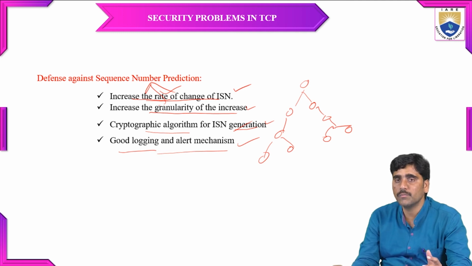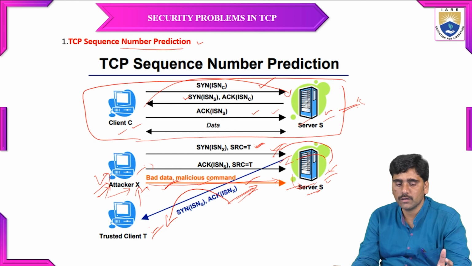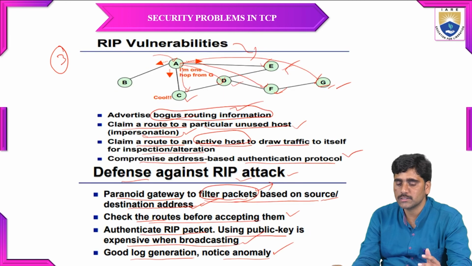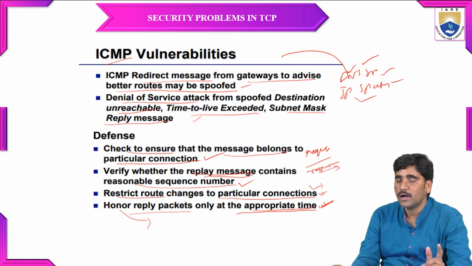At that moment the packets can be attacked and predicted by attackers, and they can use this to attack the entire network and transfer different data. So these are the source routing vulnerabilities, the routing information protocol vulnerabilities, and the ICMP vulnerabilities, and all the defensive techniques against these security problems. That is about the security problems and defensive techniques in the TCP/IP protocol suite.